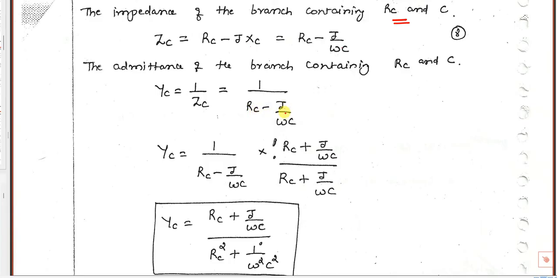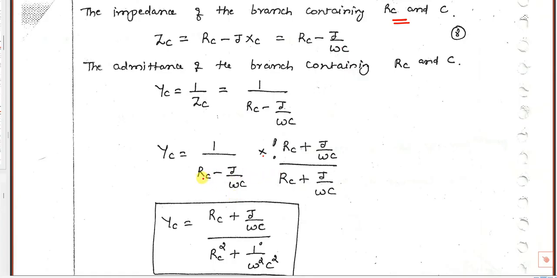So RC minus JXC. In the denominator we have the imaginary part, so we have to rationalize it. Here minus is there because we have capacitance. So once you rationalize, you have to multiply with plus. Because of minus, for rationalizing, you have to multiply numerator and denominator with RC plus J omega C, so that this value will not change. If you divide this by this, you will get 1 only. Then multiplying with 1, you will get the numerator the same term.